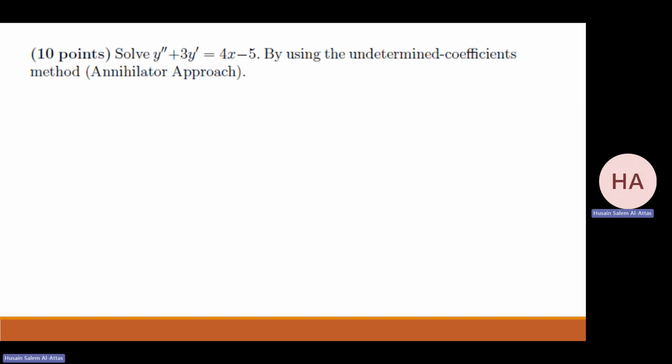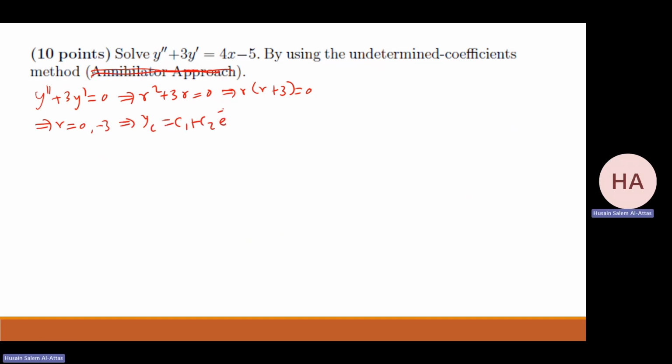Solve this by using the undetermined coefficients. They call it the annihilator approach. What we are doing, they call it the modified annihilator approach somehow. Okay, so now we need to solve this. First I need to solve the homogeneous as usual. So you have r squared plus 3r equals 0. So you have r times r plus 3 equals 0. So you have r equals 0 and minus 3, and yc is c1 plus c2 e to the minus 3x.